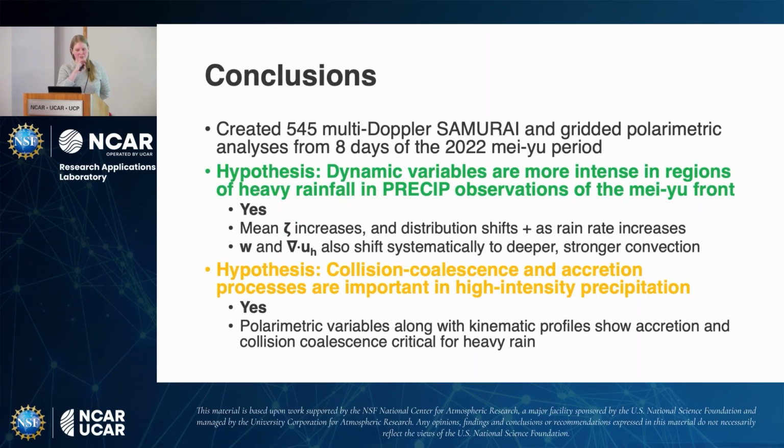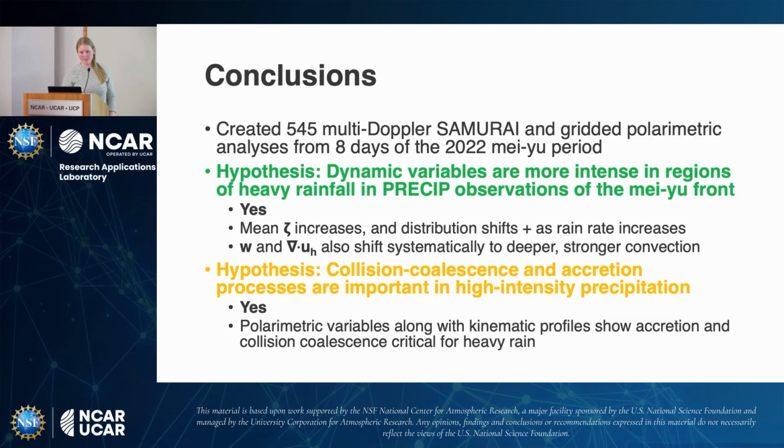Anyway, to conclude, we created 545 multi-Doppler SAMURAI and gridded polarimetric analyses from 8 days of the 2022 Mayu period. In terms of our first hypothesis, that dynamic variables are more intense in heavily raining regions in the Mayu front, that's yes. We see that both in vorticity and W, and also a shift in the convergence patterns. They shift systematically to deeper, stronger convection. In terms of the microphysical section, were collision, coalescence, and accretion more important in high-density precipitation? The answer to that is yes as well. The combination of the polarimetric and the kinematic variables shows that accretion and collision coalescence are critical in those heavily raining regions.